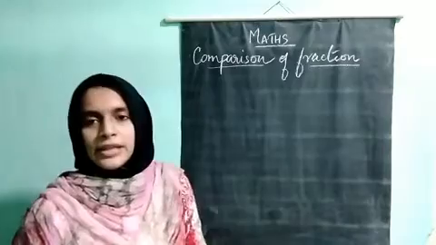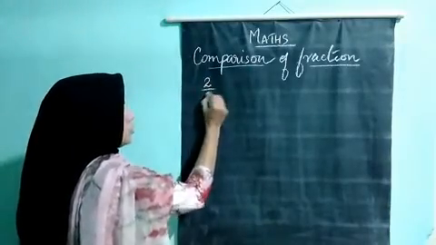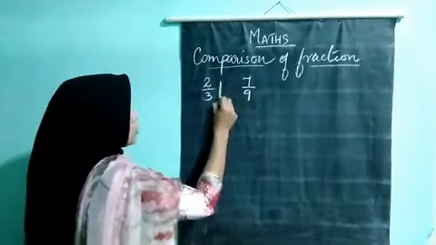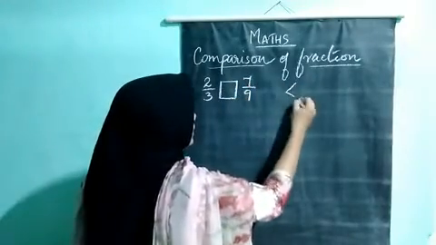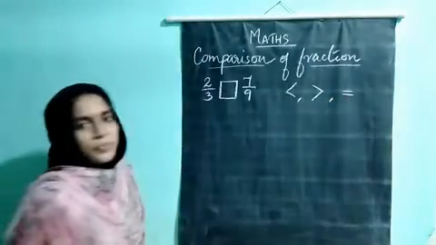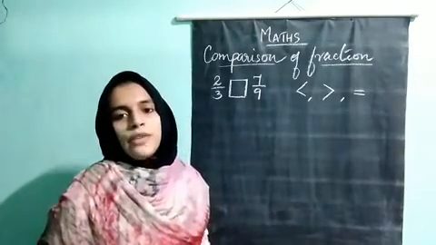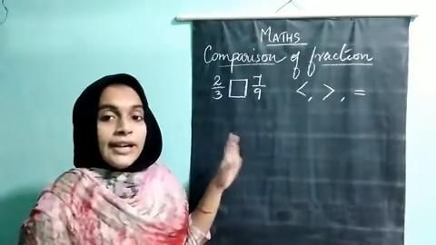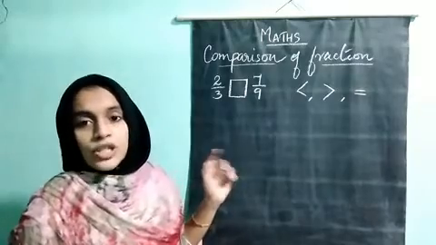First question, 2 by 3 and 7 by 9. Listen, 2 by 3 and 7 by 9. You should fill this box with the sign greater than or less than or equal to. How will we know that? To check which sign we have to use in this box, we have to identify which fraction is greater. How will we check that?